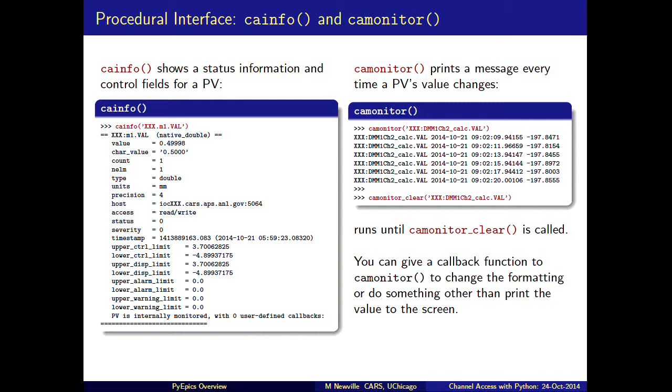And you have to do CA monitor clear. So you can modify this. You can give a function to intercept that data and so on. But if you're doing this, you'll want to use PV objects, which I'll get to in a second. But that's available. It's very much like the command line tools. OK, let's go on.